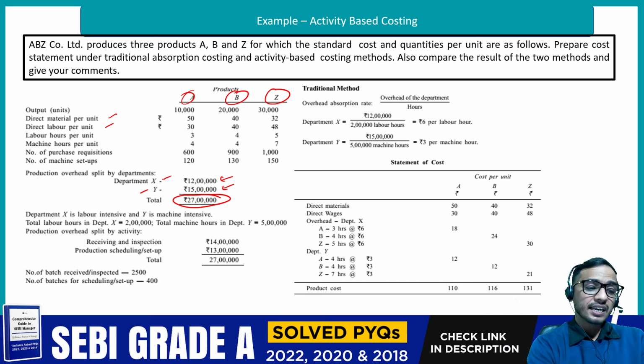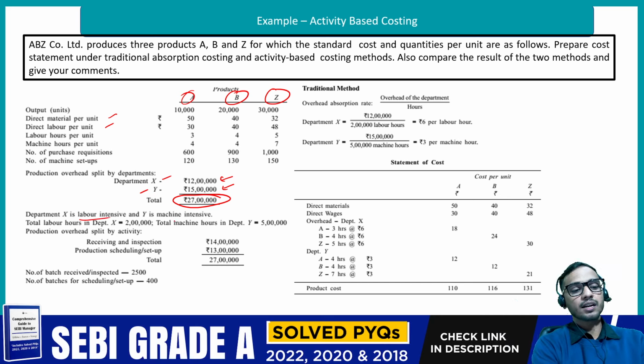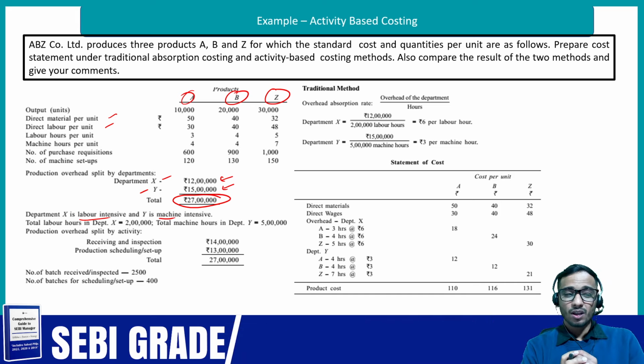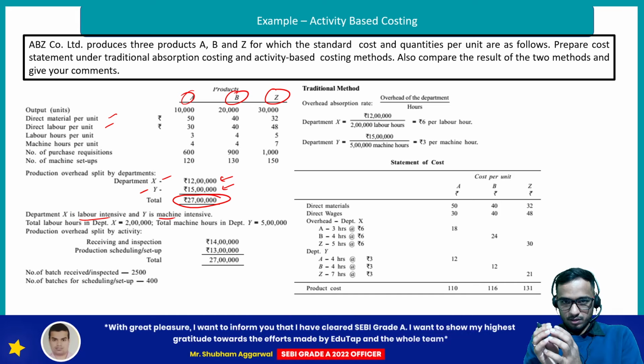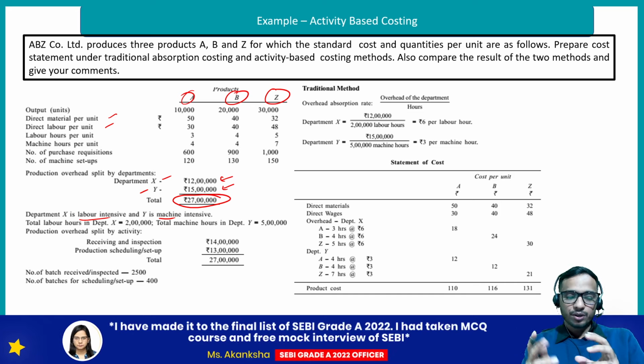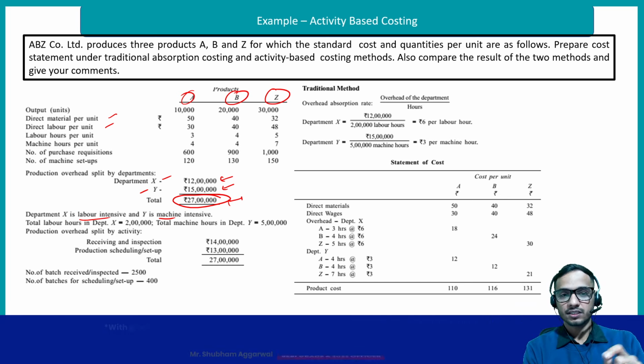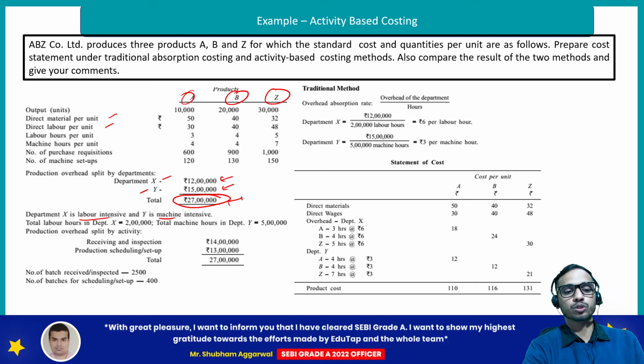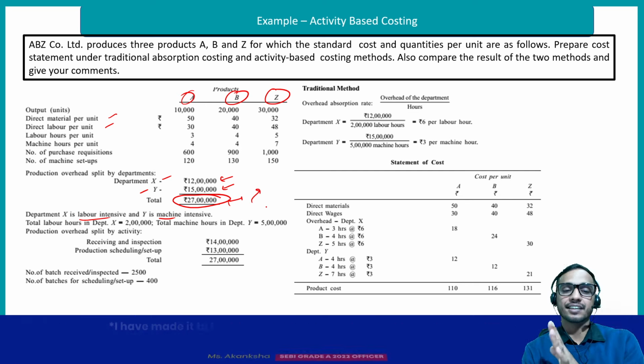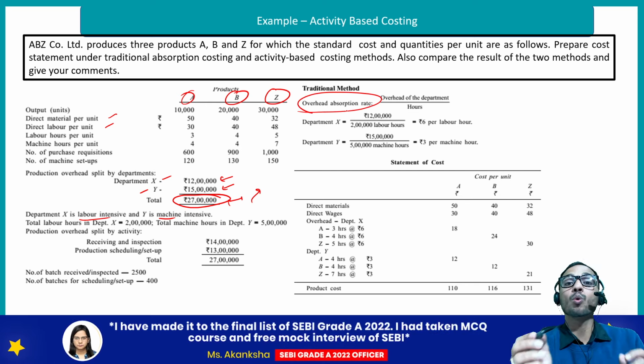Now this department X is a labor intensive department, and this department Y is a machine intensive department. So now what happens when you distribute this overhead to the product cost? Please listen to me very carefully, this is important. When you distribute this 27 lakh to the product, what is the base, or what is the factor behind it? The factor behind this apportionment or distribution of cost to the product is your absorption overhead rate, or we call it overhead absorption rate.